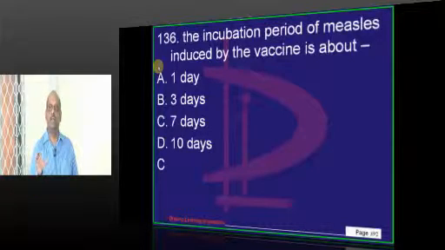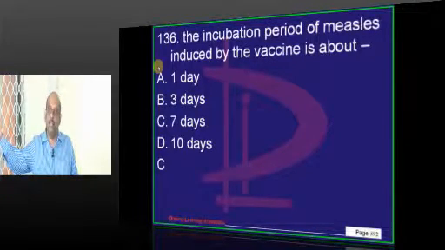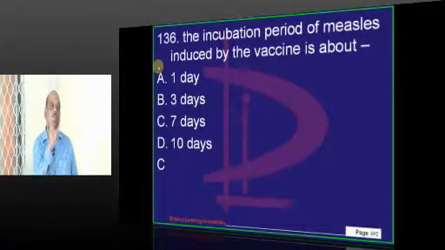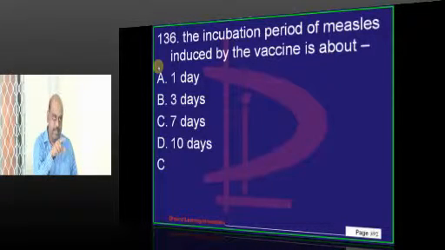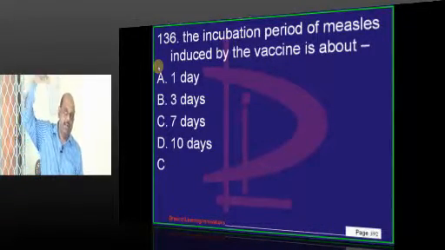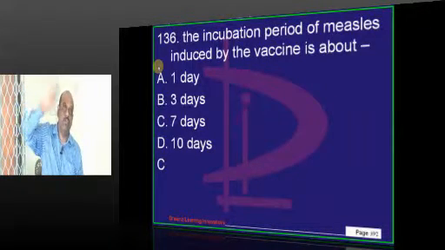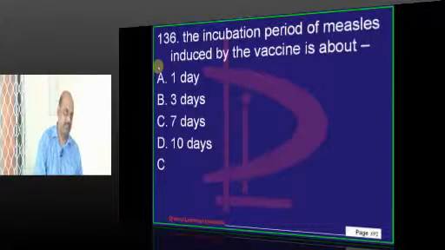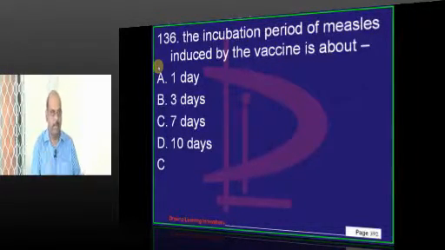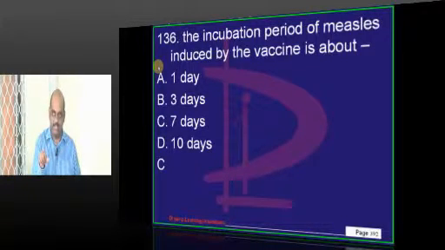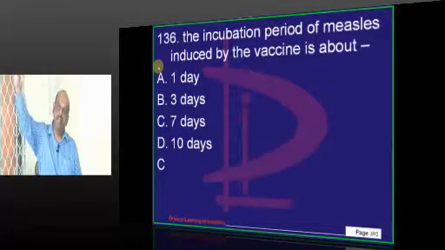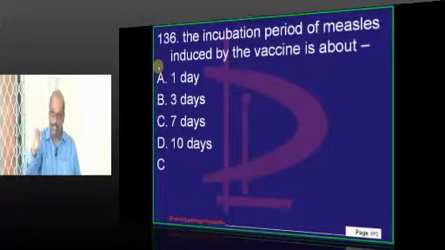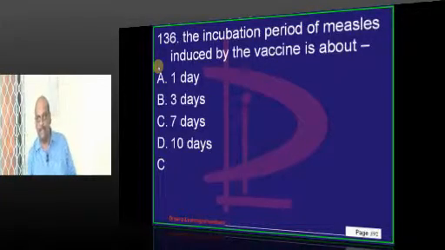Measles induced by vaccine, unlike infection-induced measles. What is the incubation period duration? 7 days. Actual disease, maybe 10 days. Hence, for how long can you give the measles vaccine after exposure? 3 days. So this difference you must know. Vaccine-induced measles is 7 days. Disease-induced, actual disease, is 10 days. So the difference is 3 days, until which you can give the vaccine post exposure.